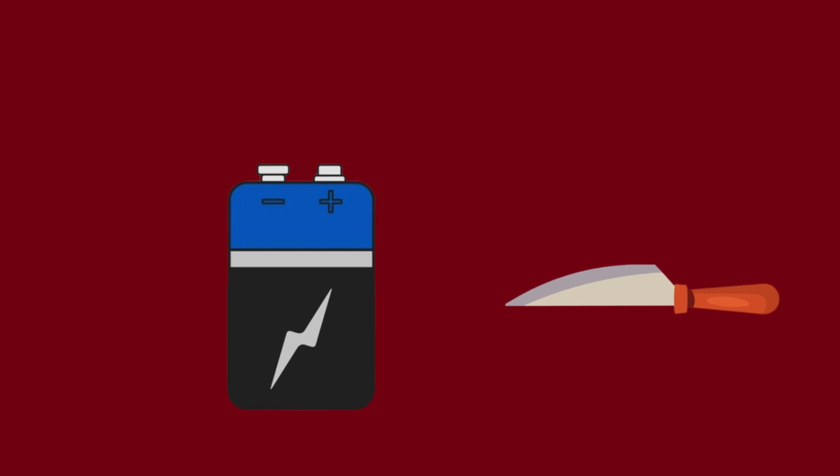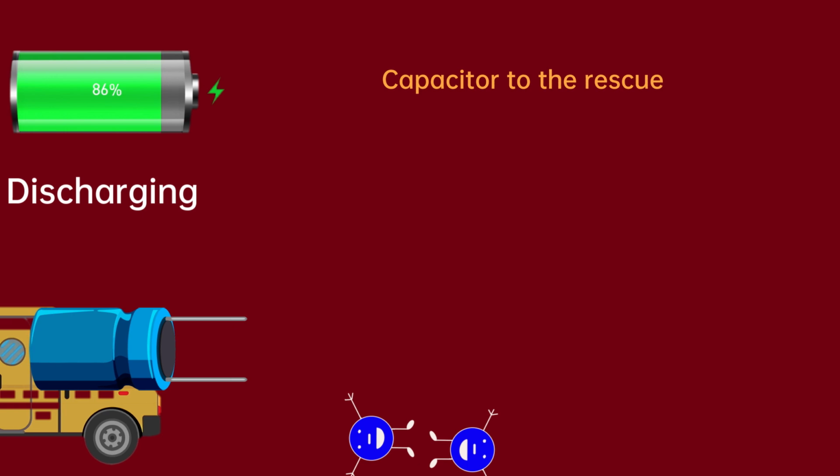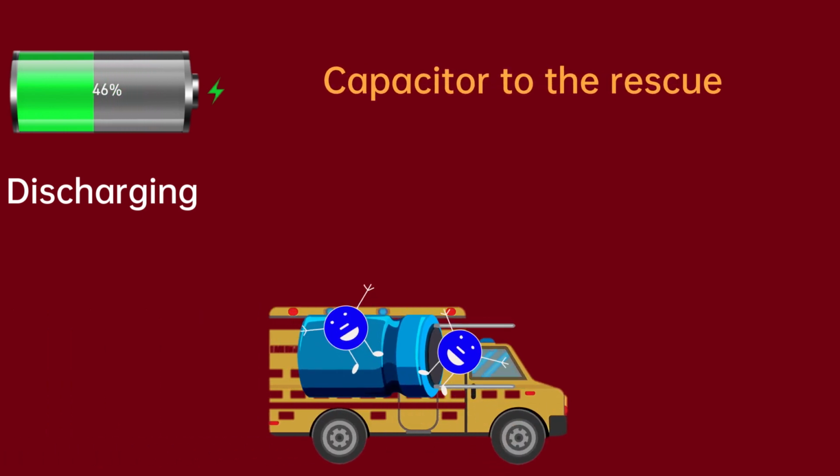However, when the access to the power supply is lost, the capacitor comes to the rescue. The capacitor supplies the charge it has stored, and therefore this is known as the discharging of the capacitor.